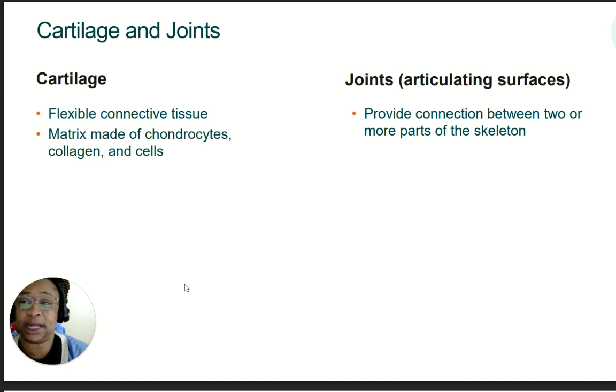Now we have cartilage and joints. Cartilage is described as flexible connective tissue, a matrix made of cartilage, collagen, and cells. The joints provide connection between two or more parts of the skeleton.